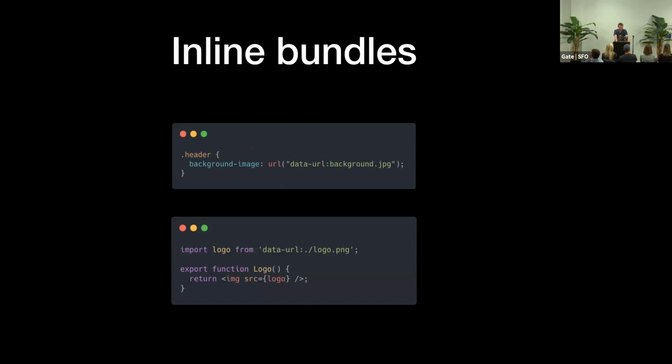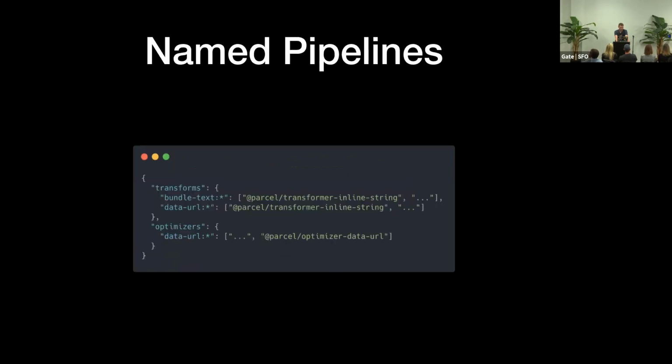Now, the cool thing about all of this is it's all implemented outside of core. So Parcel itself doesn't have any knowledge of these protocols. This is all done through what we call named pipelines. In your configuration, you can create these pipelines that have names. So instead of just matching against a type of file or a glob, you can name them. I've defined a bundle text and data URL pipeline here, and those just run through some plugins. So you can create custom workflows by naming pipelines like this and then importing stuff in your code. The architecture is pretty flexible to allow all this.